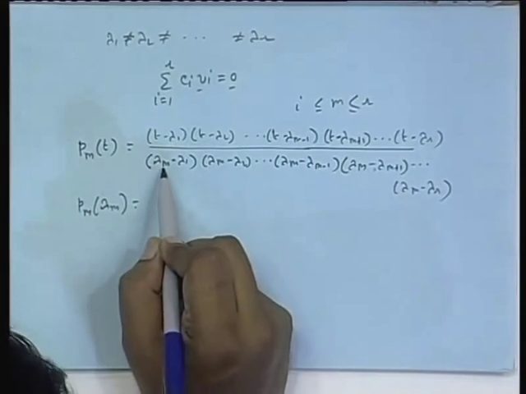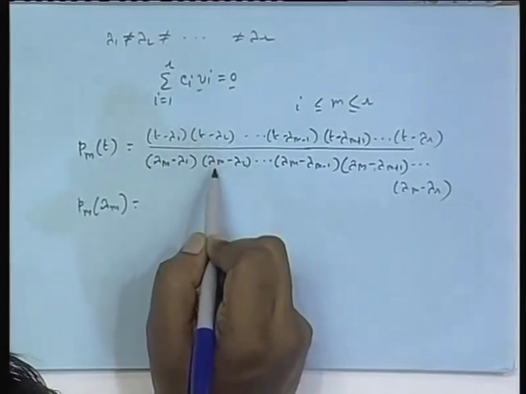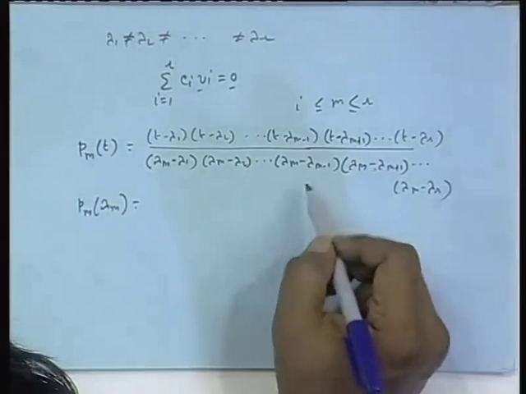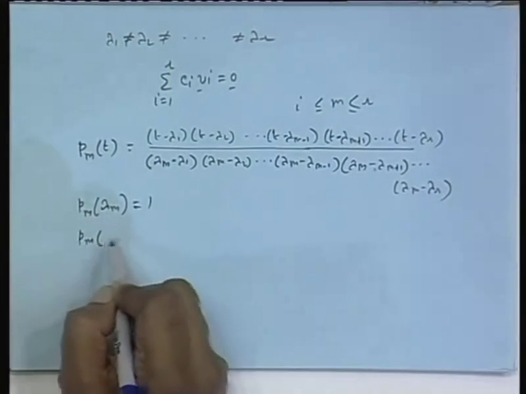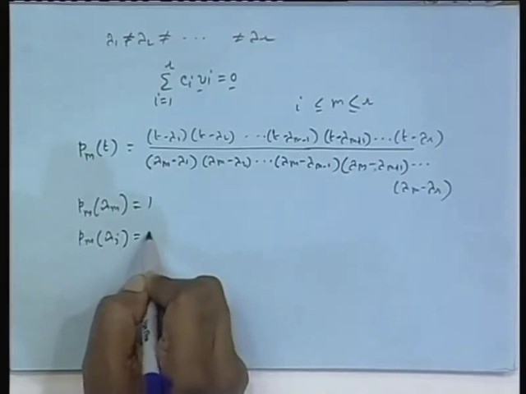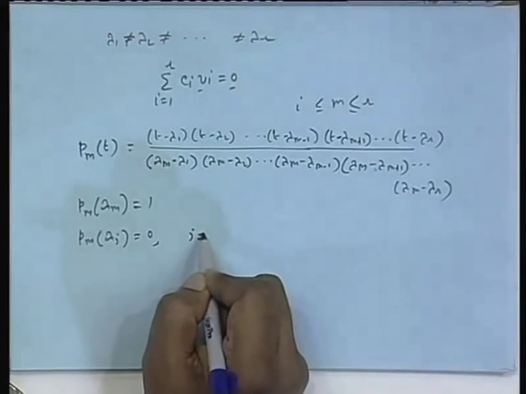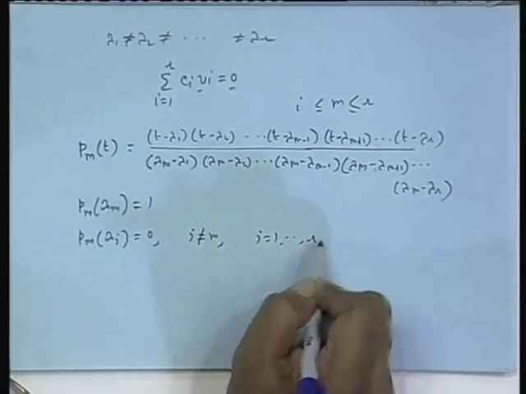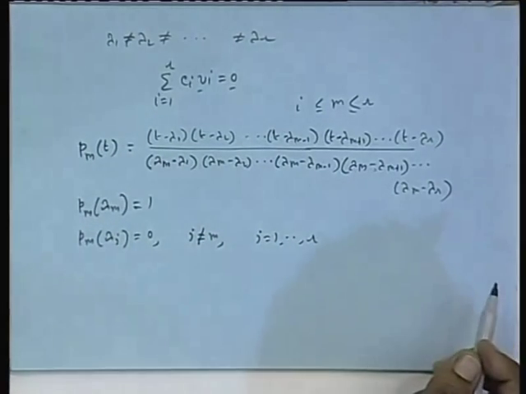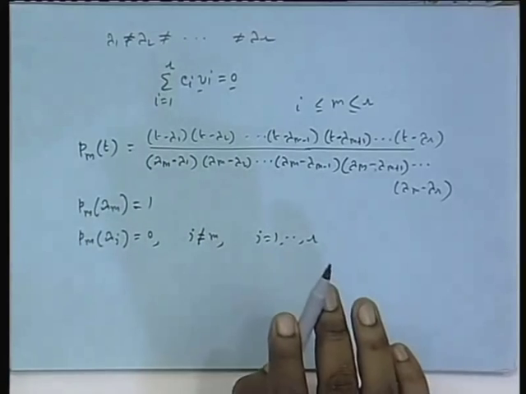Lambda m minus lambda 1 cancels, lambda m minus lambda 2 cancels, all the terms cancel, you get 1. If you take any other lambda j, for j from 1 to r but not equal to m, then it is 0. So, I can always construct a polynomial like this.